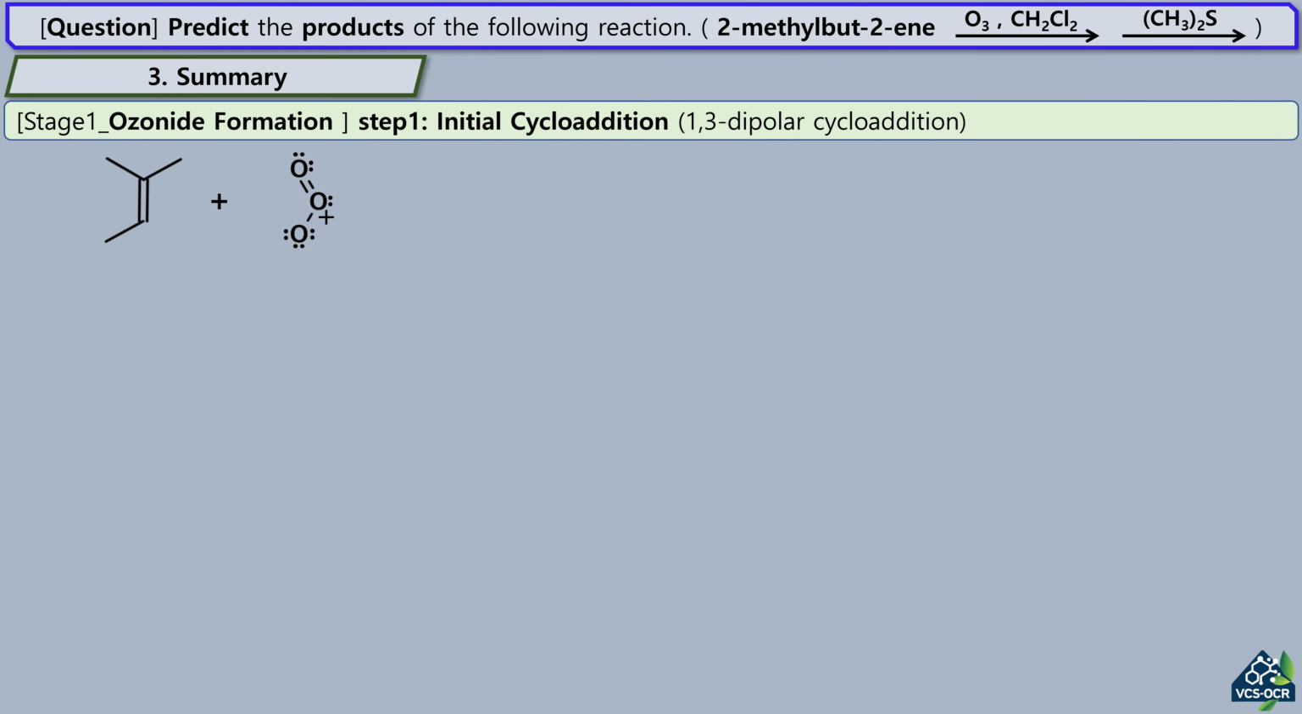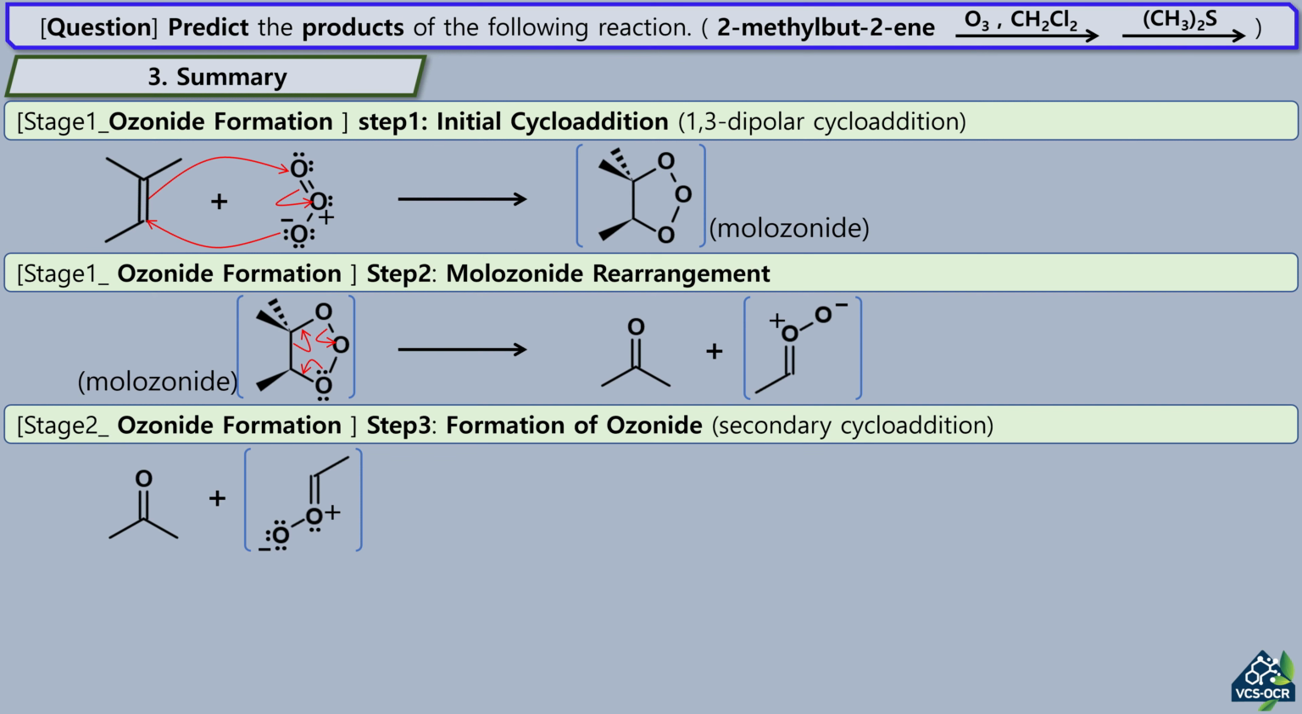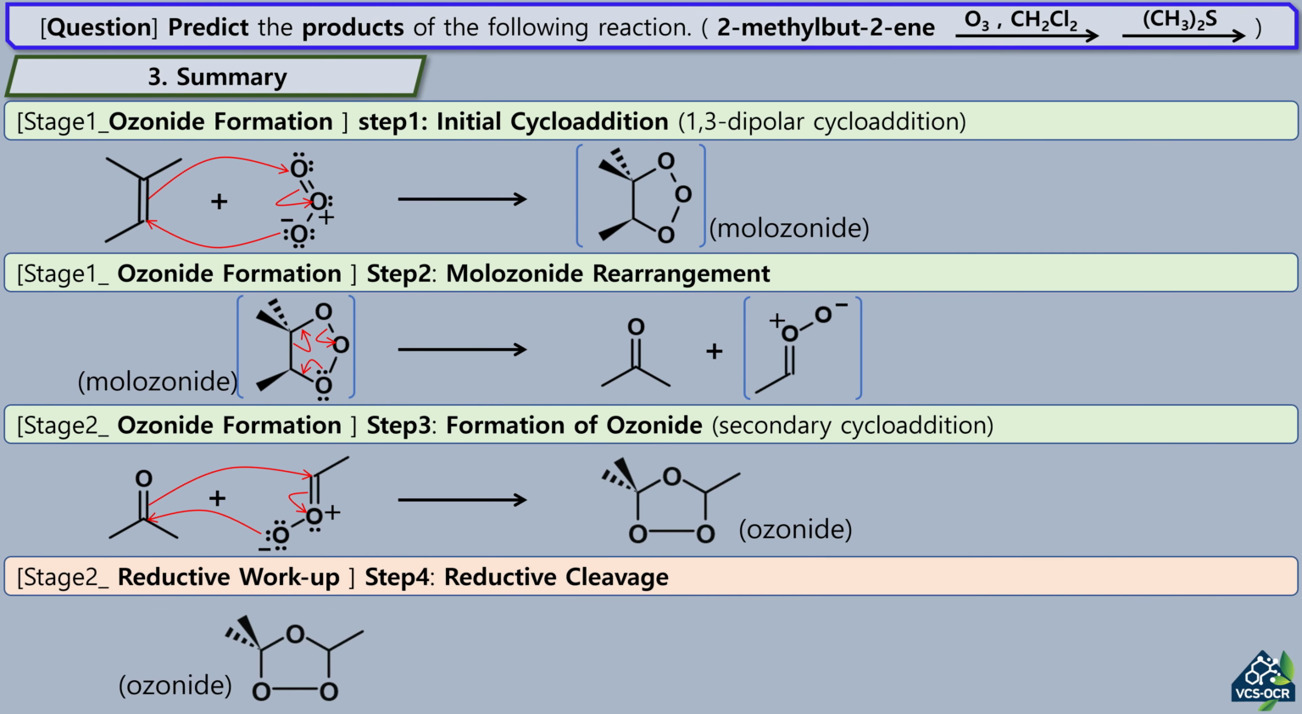Let's summarize. Step 1. Initial 1,3-dipolar cycloaddition of ozone to the alkene forms the highly unstable molozonide. Step 2. The molozonide rapidly rearranges by fragmenting into a carbonyl compound and a carbonyl oxide. Step 3. These fragments quickly recombine via a secondary 1,3-dipolar cycloaddition to form the more stable ozonide. Step 4. Finally, reductive cleavage of the ozonide using an agent like DMS yields the final aldehyde and ketone products.